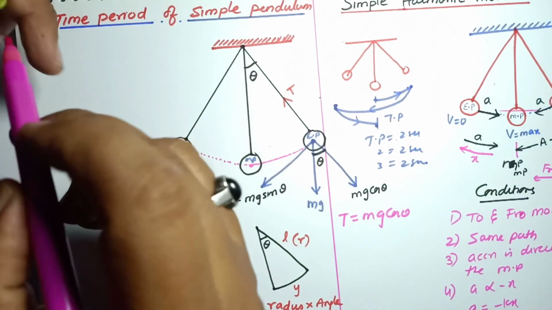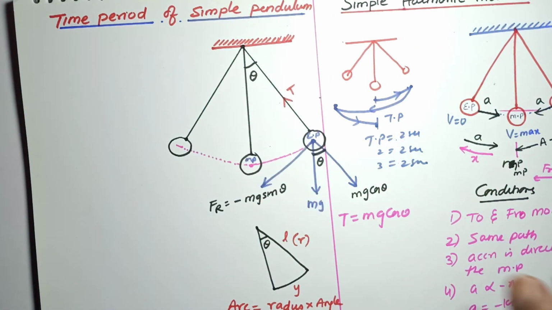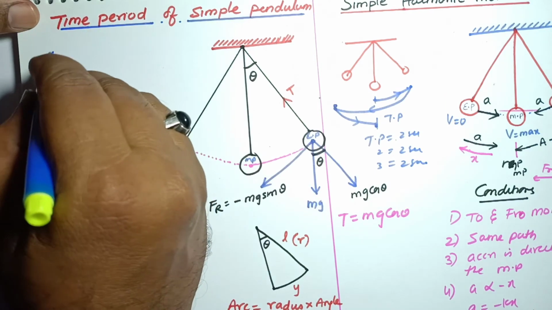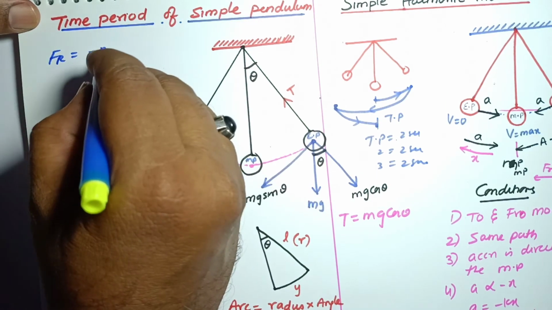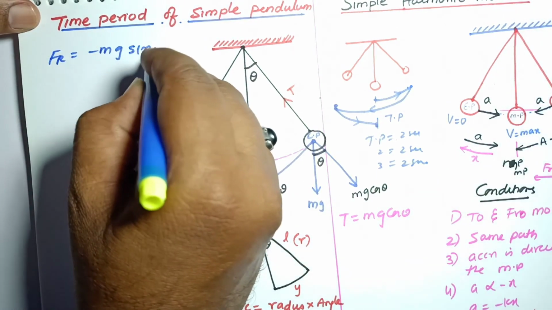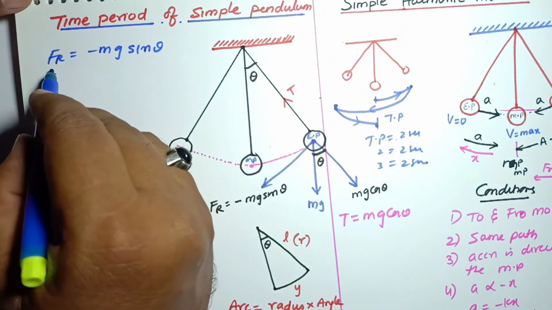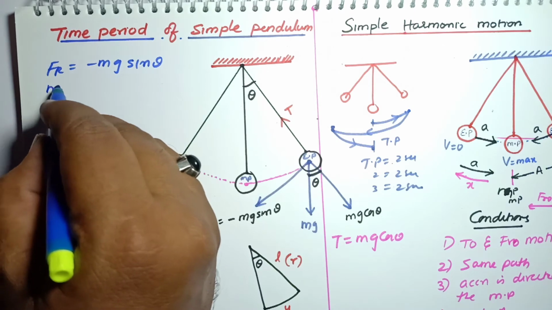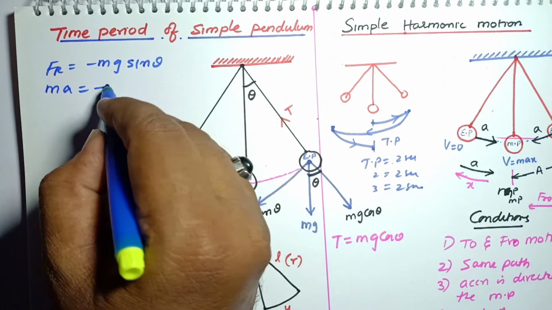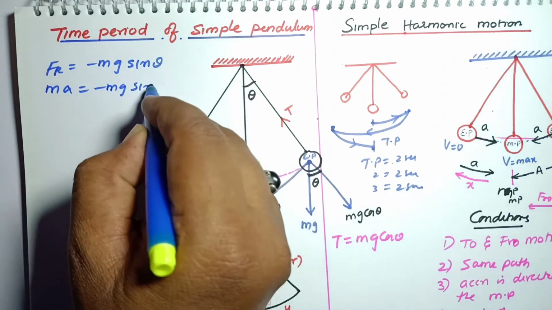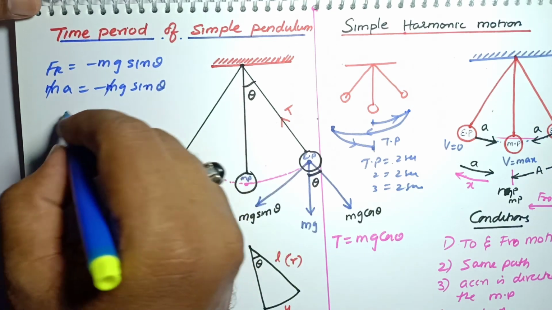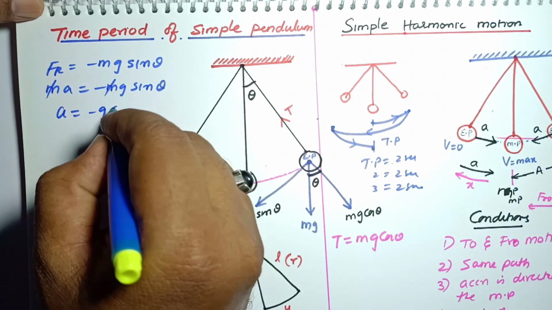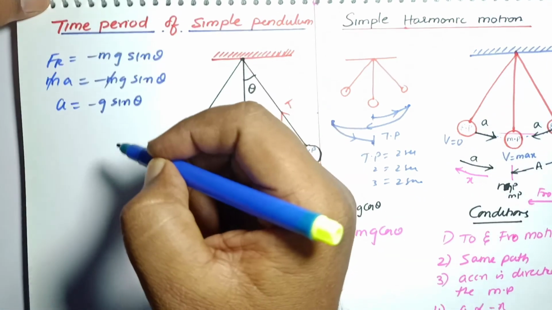So let me write the formula and try to derive it and show you here. We can write now, the restoring force is going to be minus mg sin theta. And for any force we consider, according to Newton's second law, it can be taken as m into a, which is minus mg into sin theta. The mass gets cancelled, so a can be taken as minus g into sin theta.